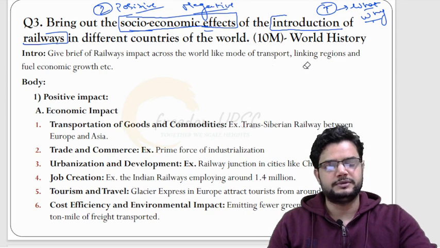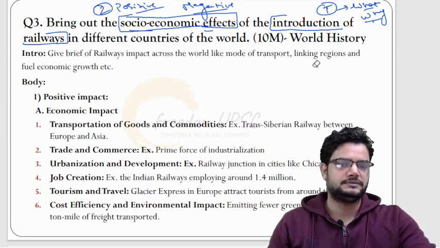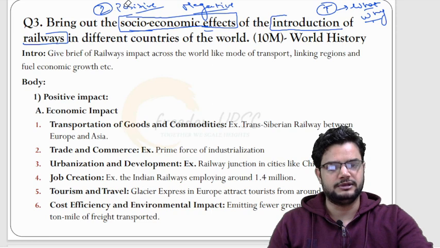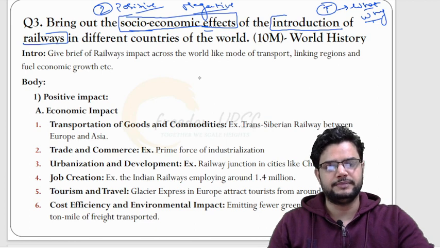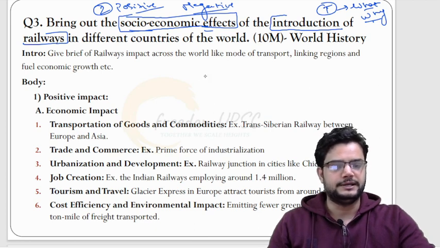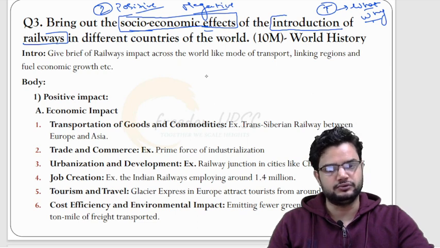So there are 2 parts. In the first page of your sheet, there will be 2 pages in the 10 marker. Okay, in the first page you will write the introduction and you will write the positive impact, completely. Then in the second page you will write negative impacts and then you conclude. Okay, this is how you divide your pages.